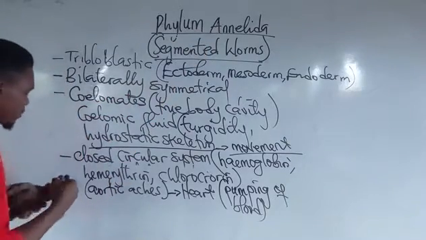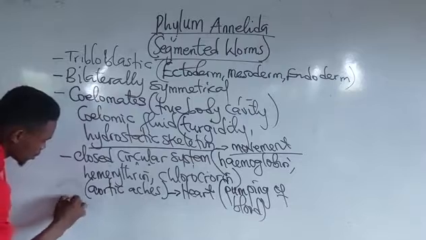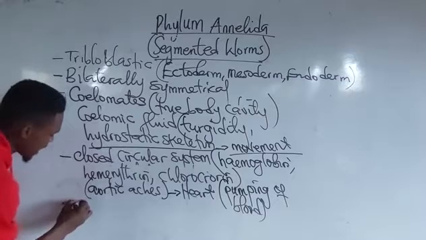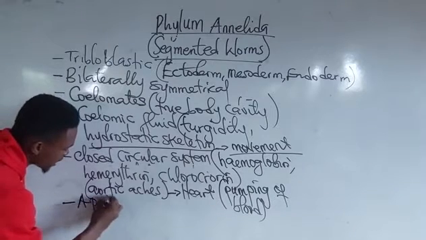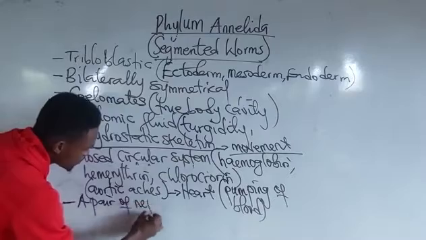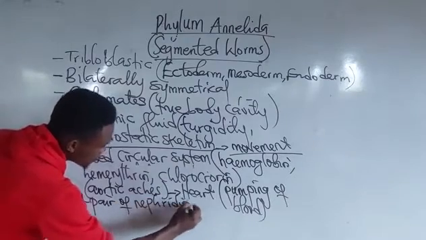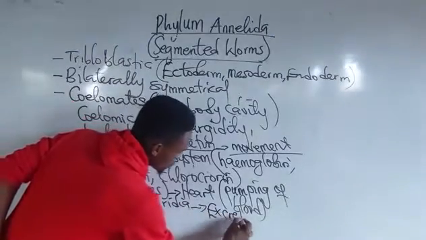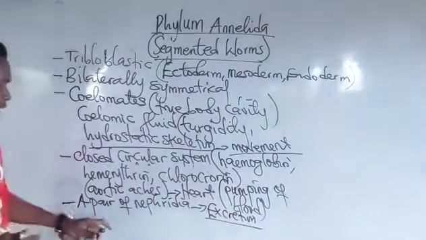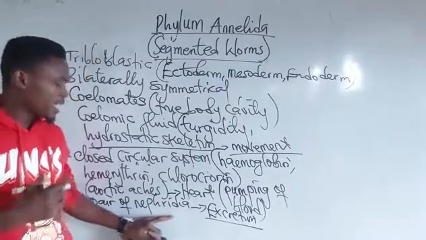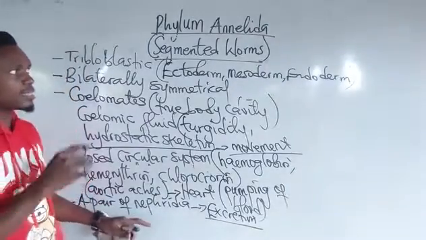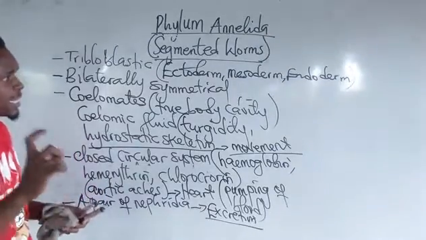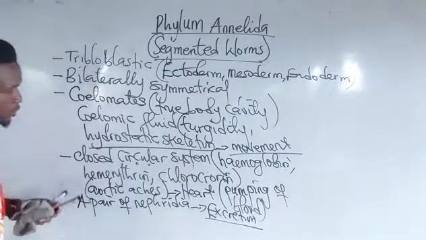The annelids have a closed circulatory system. They have a pair of nephridia. The function of the nephridia is for excretion. Nephridia is meant for excretion. I told us that the nematodes lack protonephridia. Take note of that. We are not done with their features.